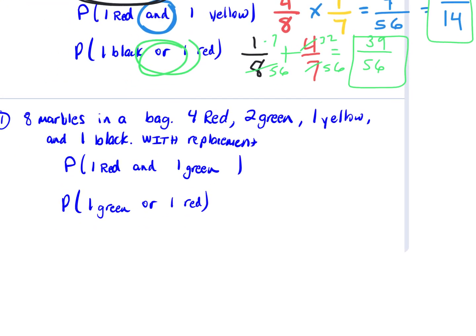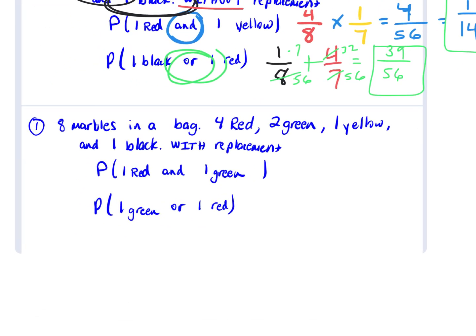All right, last example. Again, we have 8 marbles in a bag, 4 red, 2 green, 1 yellow, and 1 black. But here we have with replacement. So we take out a marble, put it back in the bag. So first thing we want to see, what's the probability that the first marble we take out is red? How many marbles total do we have? What's our denominator going to be? 8. And what's our numerator? 4.